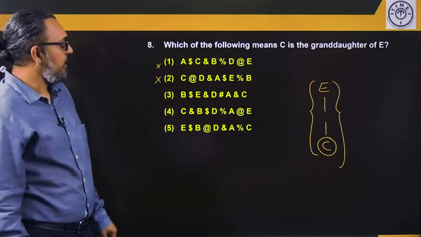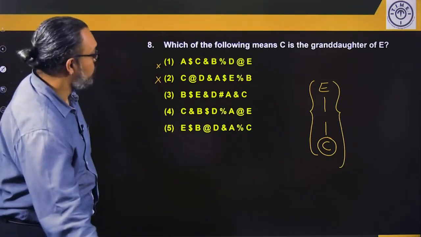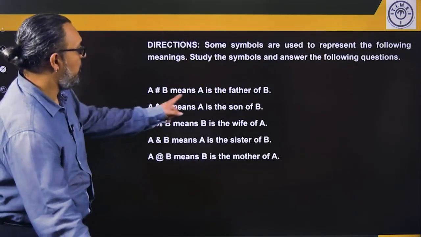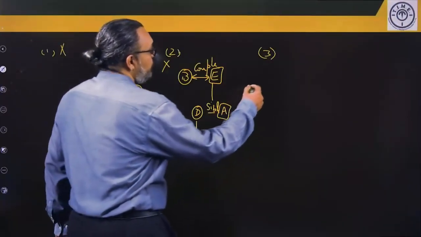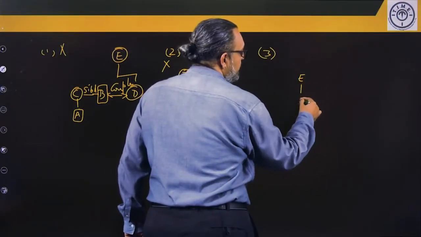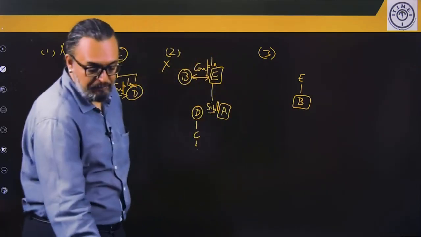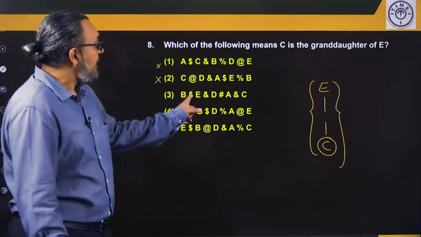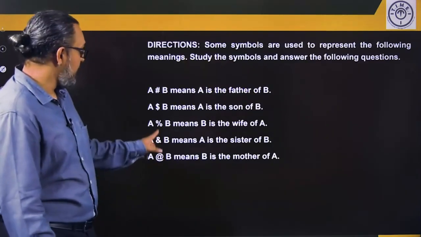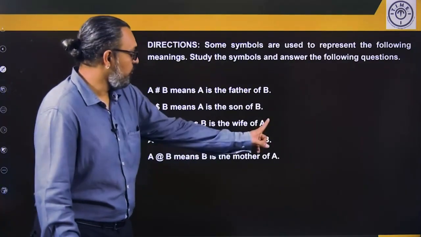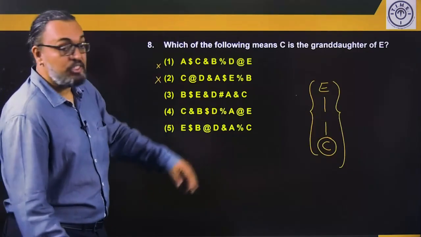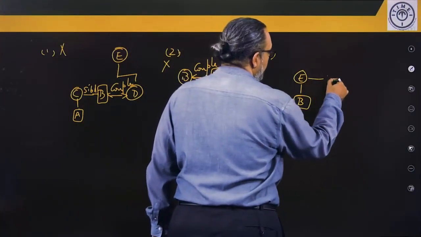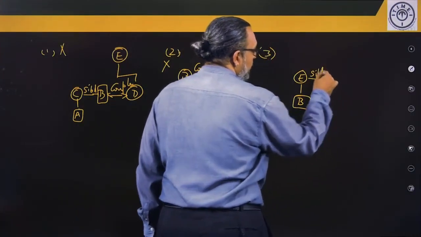So let's take this. Now we have B dollar E. So what does dollar mean? Dollar means a son in the forward direction. So B is a son to E. So we have E and B is a son. Then what else we have? E ampersand D. What is ampersand? It is in the forward direction only. Sister. So E is a sister of D. So they are siblings.